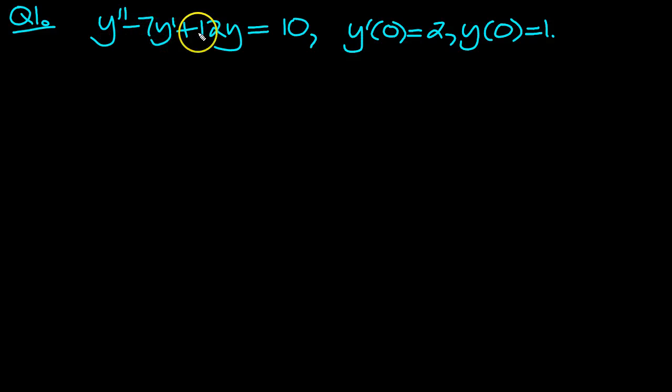y'' - 7y' + 12y = 10. And we've got these initial conditions here, which we'll input at the end of the problem. So the first part of the problem is to consider the solution for the homogeneous equation.